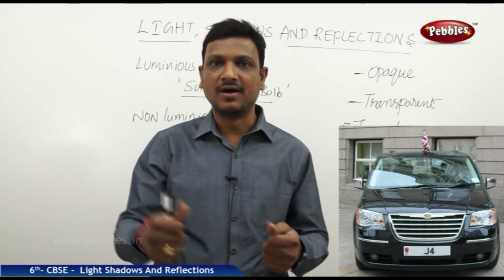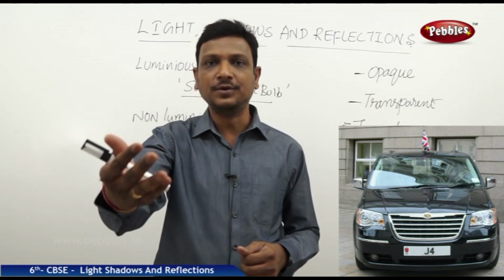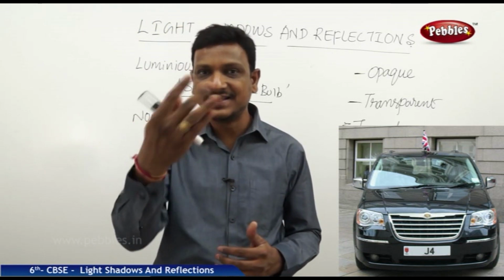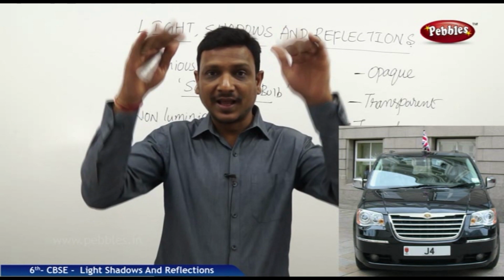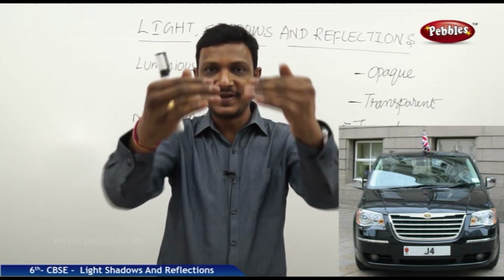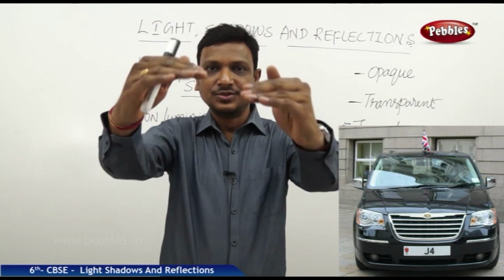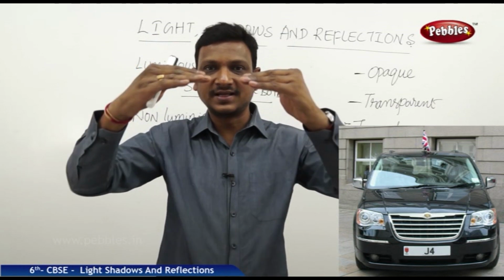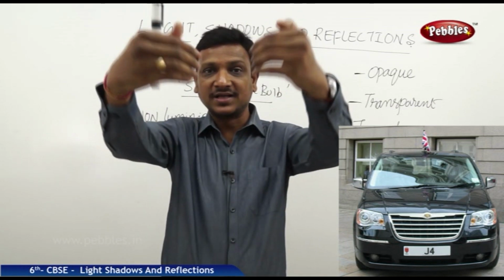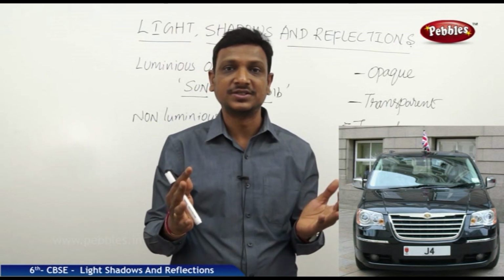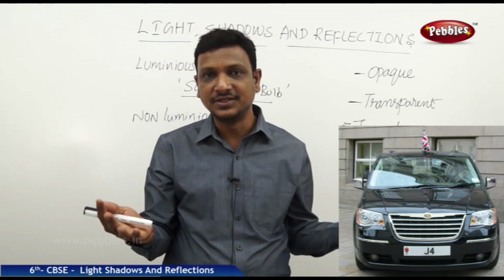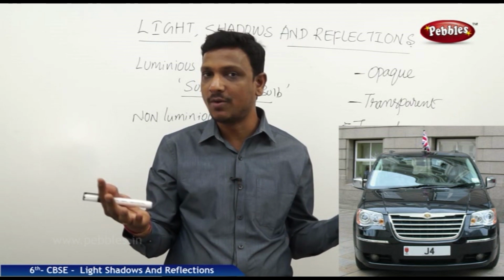So you are driving a car. In front of you, there is some vehicle. A truck is coming. You are able to see the truck. How are you able to see the truck? The light falling on the truck is reflected to your eyes. So the light reflected by the truck is passing through the glass and reaching your eyes. So the glass is transparent. If any other material is used like metal or wood, it is opaque. You can't see.